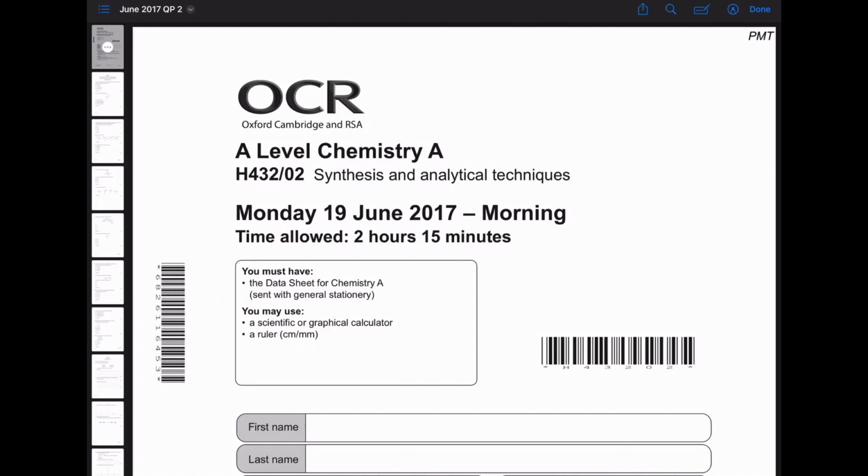OCR A-Level Chemistry 2017 Paper 2 Walkthrough.